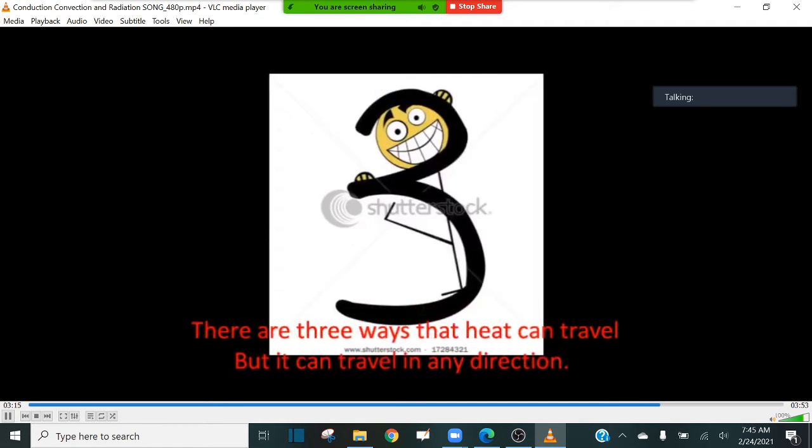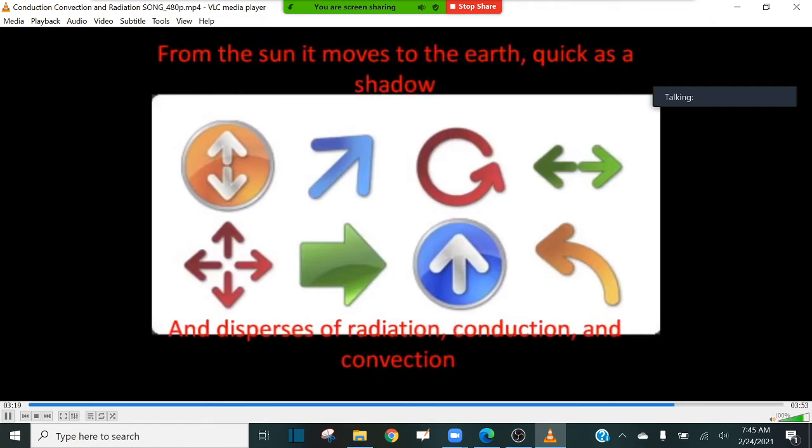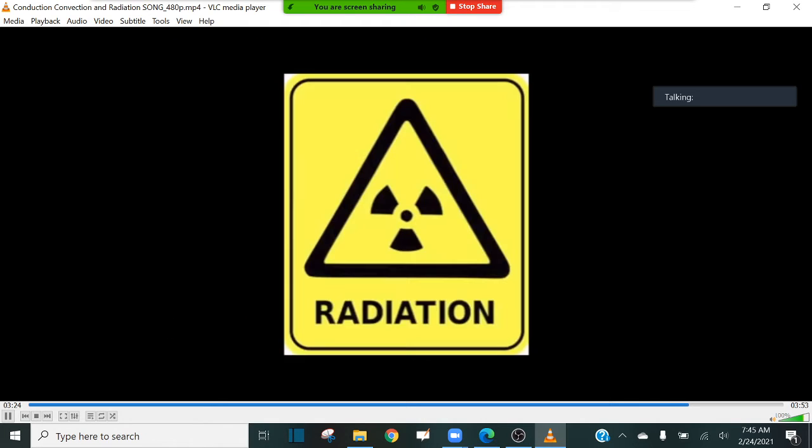There are three ways that heat can travel, but it can travel in any direction. From the sun it moves to the earth quick as a shadow and disperses in radiation, conduction, and convection.